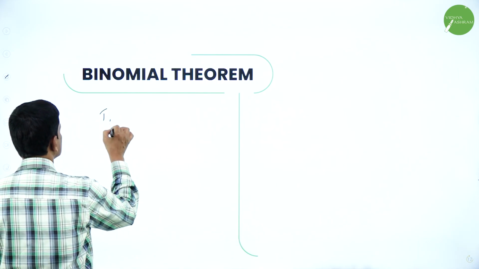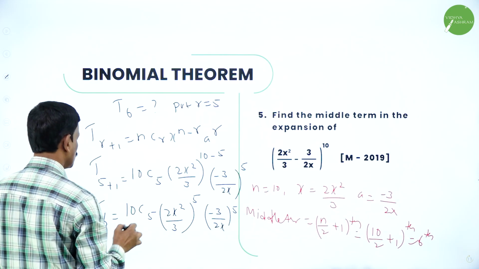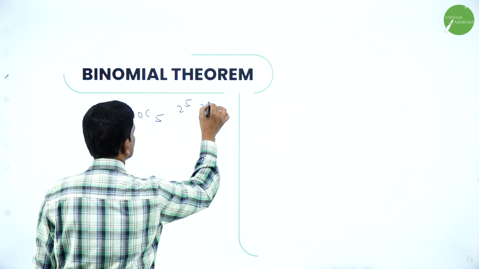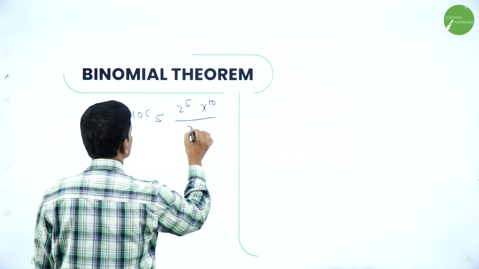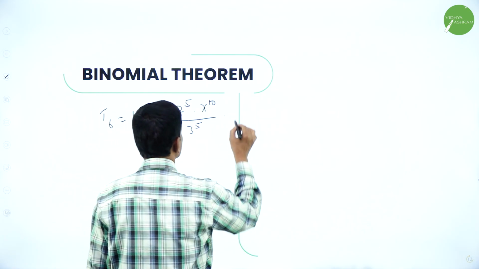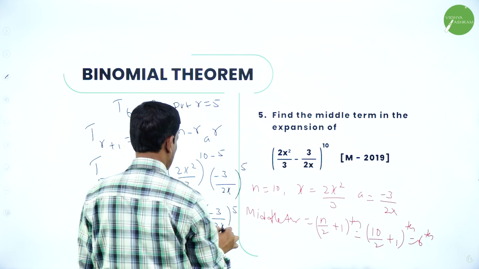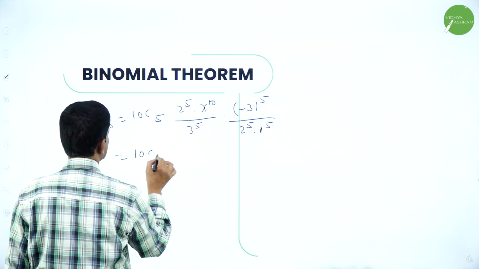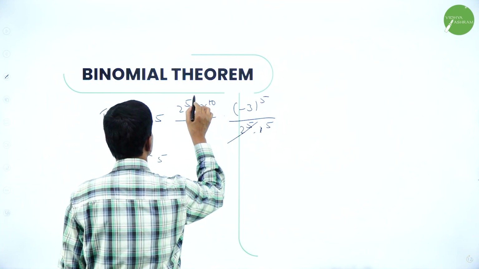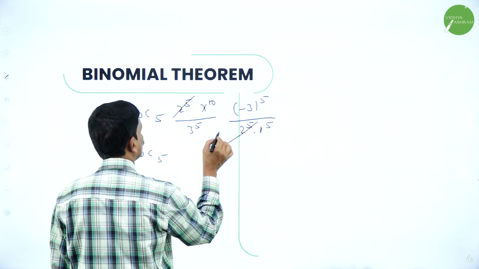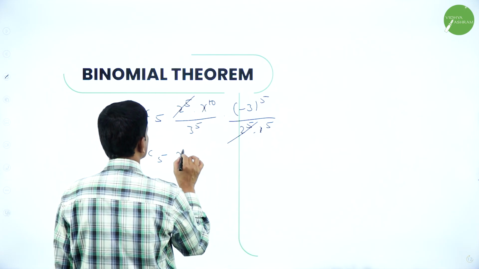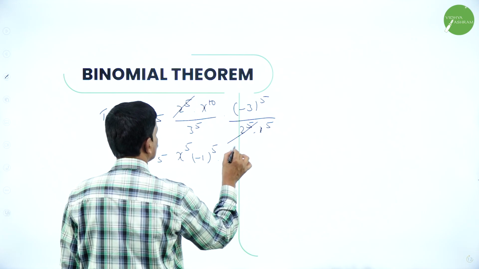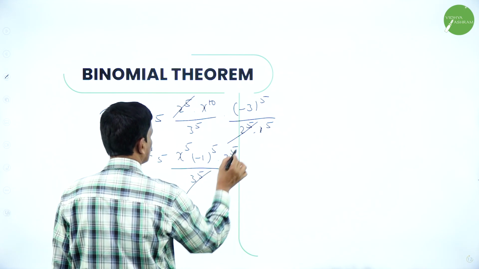Simplify this. So T6 is equal to 10C5, 2 to the power of 5, x to the power of 2 into 5 is 10, x power 10, divided by 3 to the power of 5, into minus 3 to the power of 5 divided by 2 to the power of 5 into x to the power of 5. So 10C5, 2 to the power of 5 gets cancelled. So what we have, x to the power of 10 minus 5 is 5, and this can be written as minus 1 to the power of 5 into 3 to the power of 5 divided by 3 to the power of 5 gets cancelled.